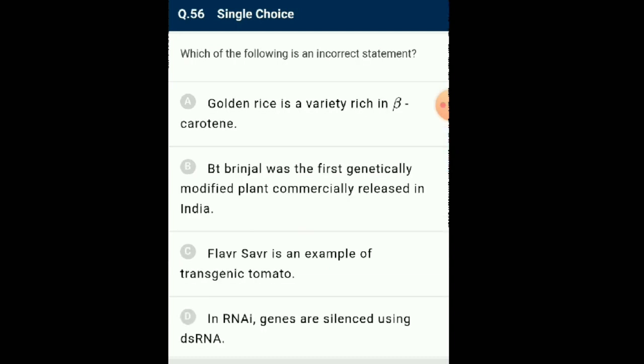Question number 56. Which of the following is an incorrect statement? BT cotton was the first genetically modified plant in India which produces an insecticide to combat bollworms. The transgenic brinjal is created by inserting a crystalline protein gene, that is Cry1AC, from the soil bacterium Bacillus thuringiensis into the genome of brinjal. So the answer for this question is option B. BT brinjal was the first genetically modified plant commercially increased in India.